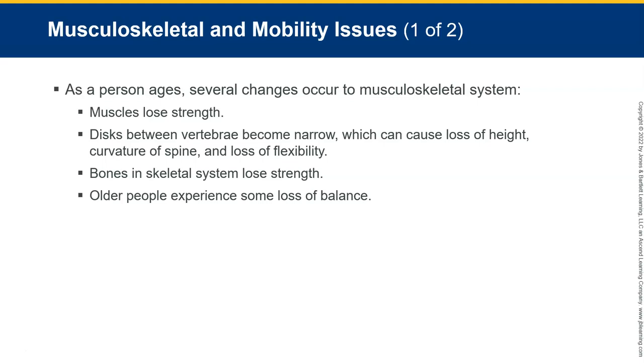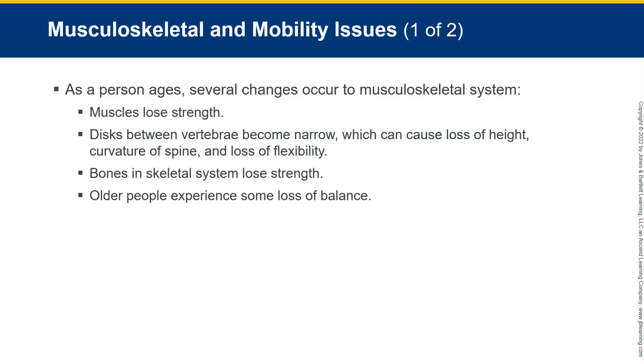So the discs between the vertebrae become narrow, which can cause some loss of height, curvature of the spine, loss of flexibility. The bones actually become less strong because of the loss of calcium. This loss is especially pronounced in postmenopausal women. It can result in the development of osteoporosis. And what we're talking about there is that decrease in density of the bone.